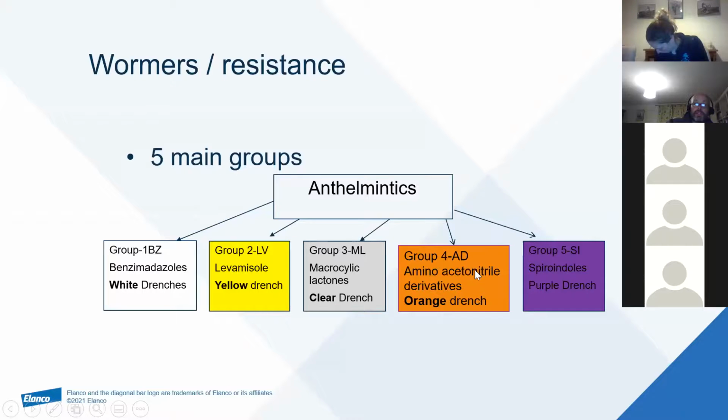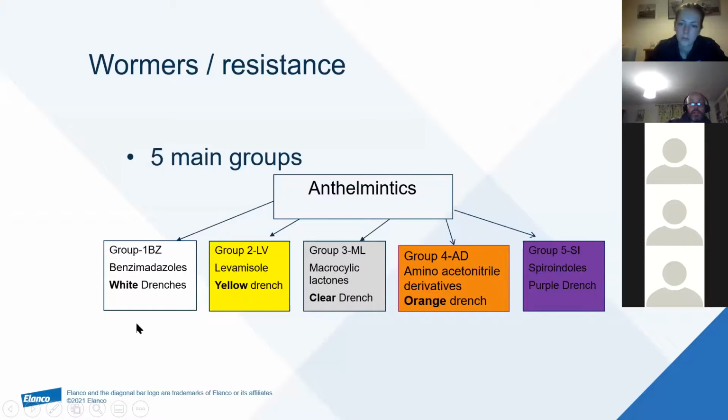Okay. And we've got levels of resistance to the first 3 groups. So we know there's resistance to these. We know we'll get resistance to the other 2, to the group 4 and the group 5, if we don't use them carefully. And I'll cover off why that happens in a sec.